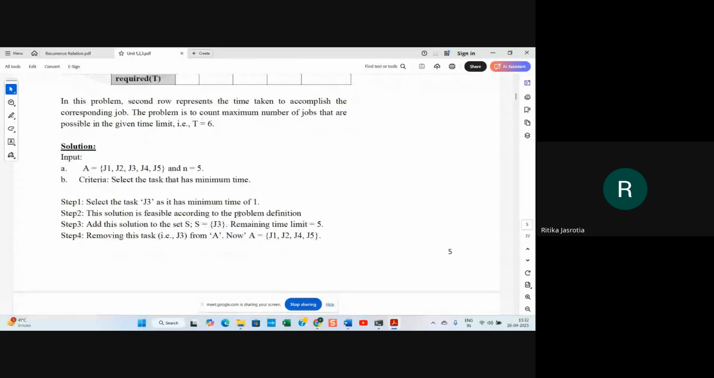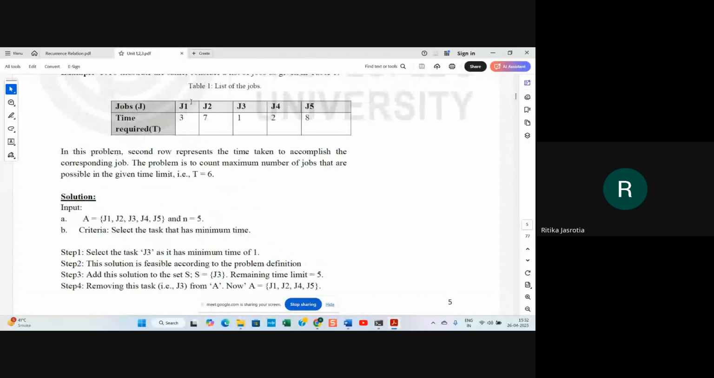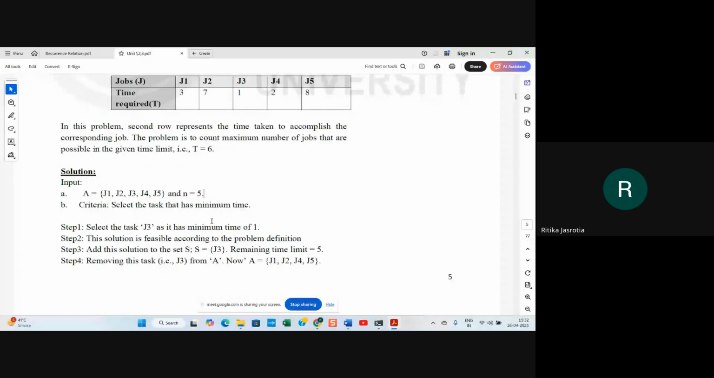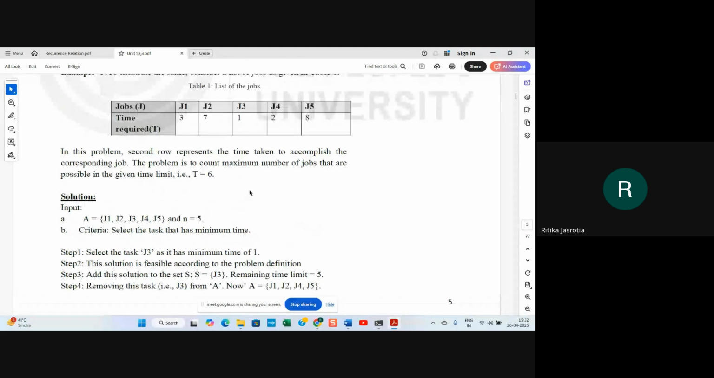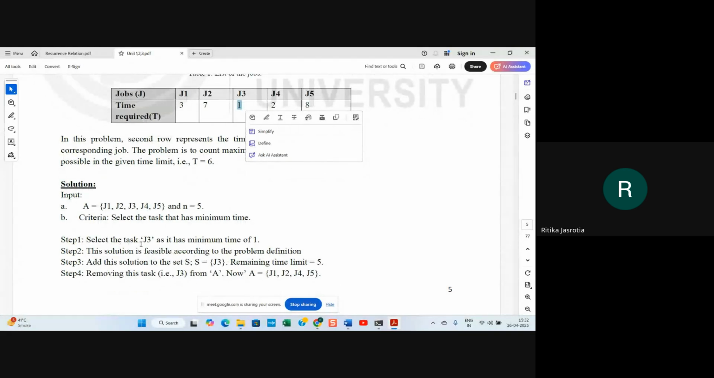They have taken 5 jobs, so n is 5. Now select the task that has minimum time. Which task has the minimum time? J3. So select the task J3, as it has minimum time 1. This solution is feasible according to the problem definition.